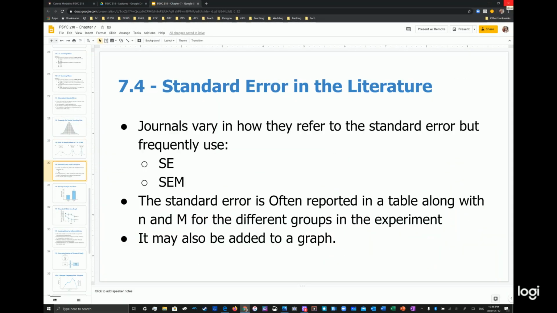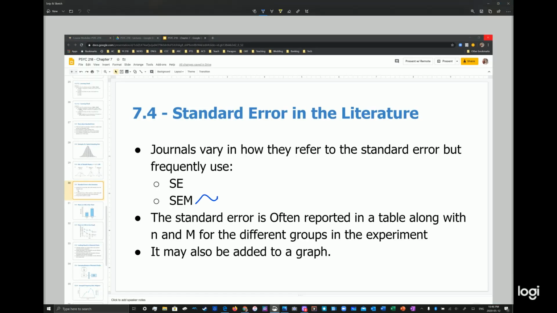When you use standard error in research literature, you can write it as SE for standard error or SEM. Here, the M stands for the standard error of the mean, because again, this is the distribution of sample means. And SE just stands for standard error.